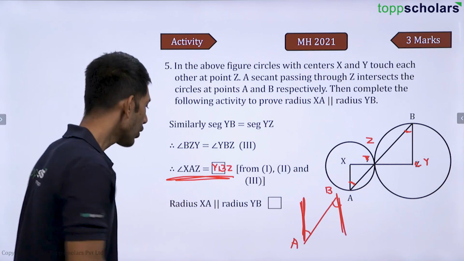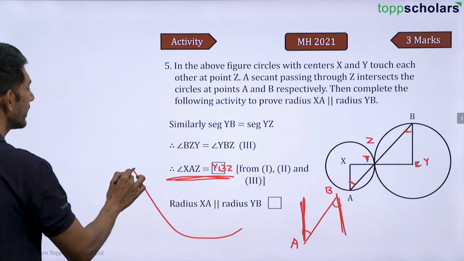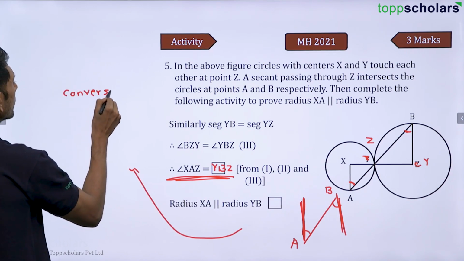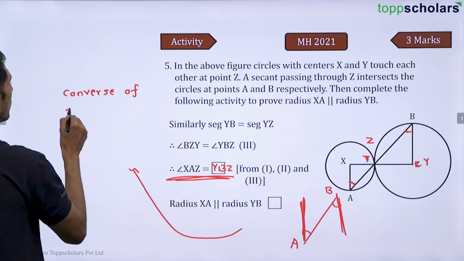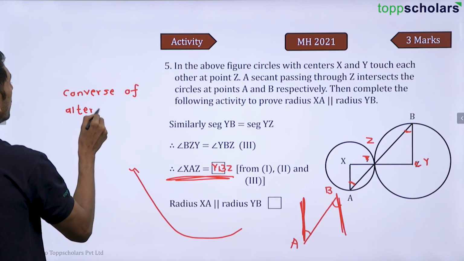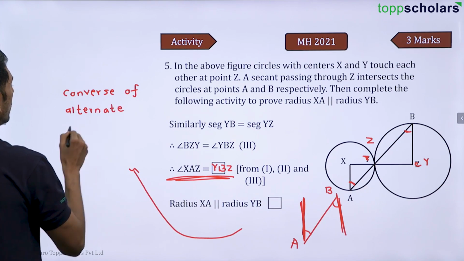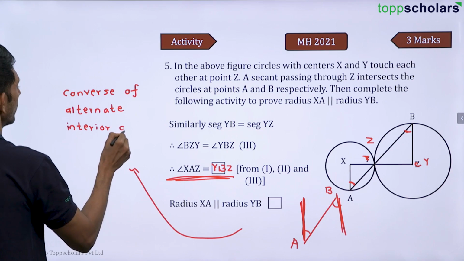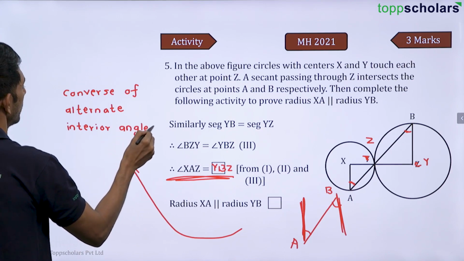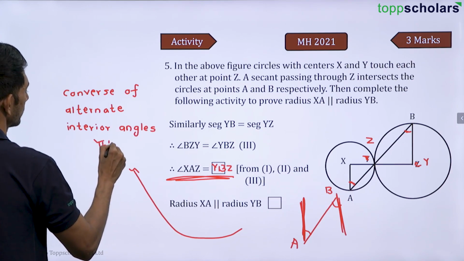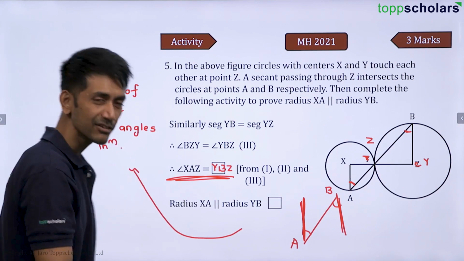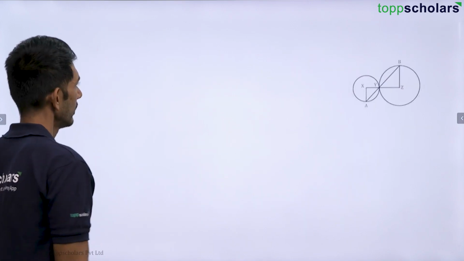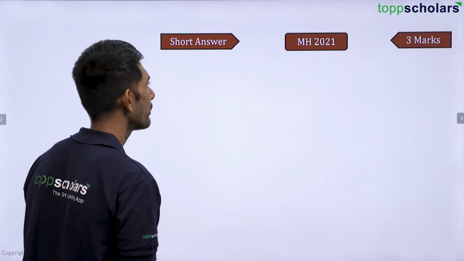So you'll write down converse of alternate interior angles theorem, correct? That is the converse. If the angles are equal, then the lines are parallel, right? So this way we have proved it.